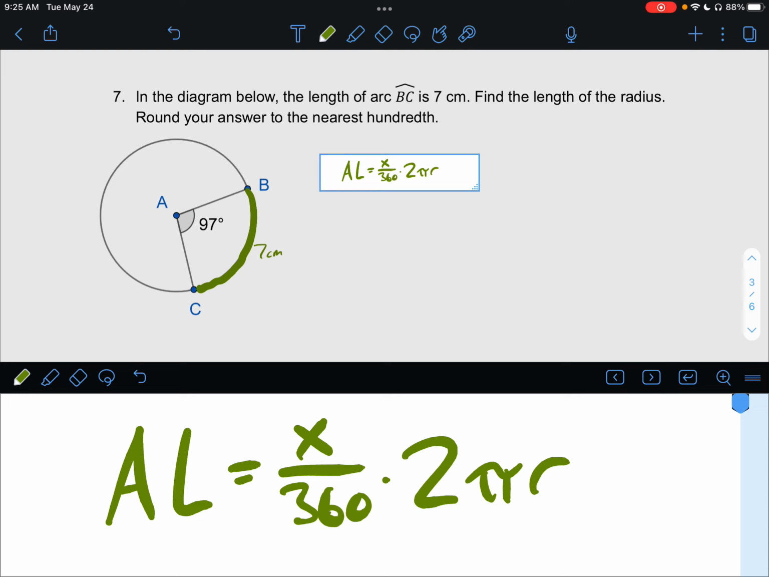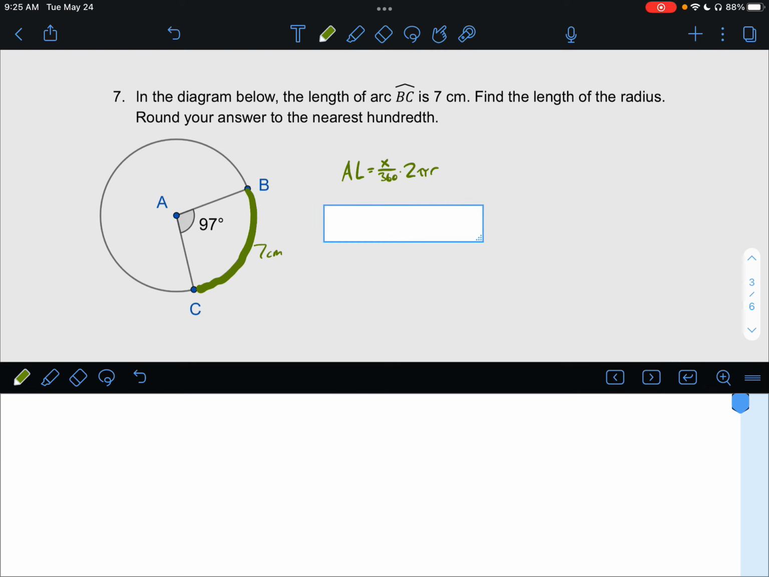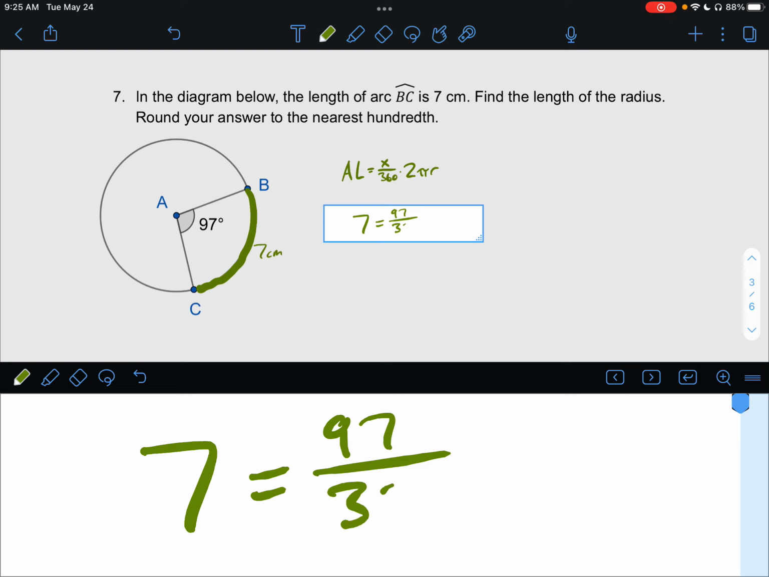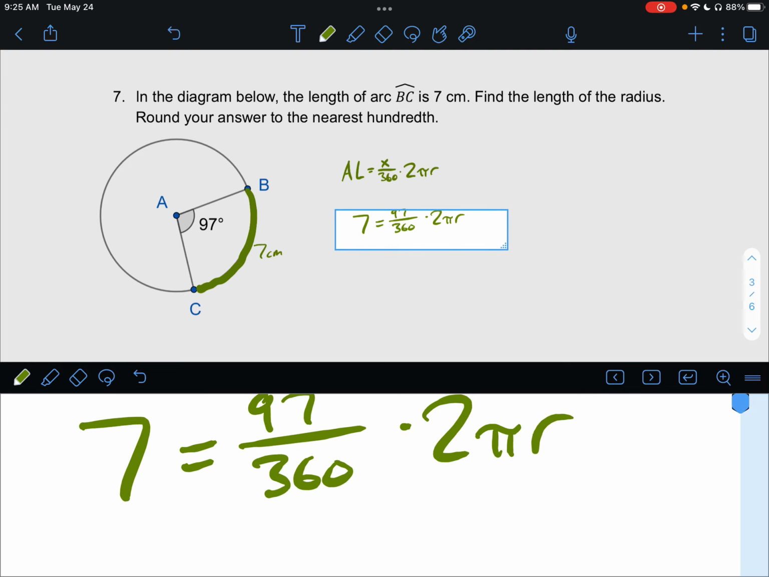We want to figure out what r is. We know the arc length is 7, and we know x is 97. So it's going to be 7 equals 97 over 360 times 2 pi r. I just need to solve for r. So I'm going to turn all those numbers into one big decimal. I'm doing in my calculator 97 divided by 360 times 2 times pi.